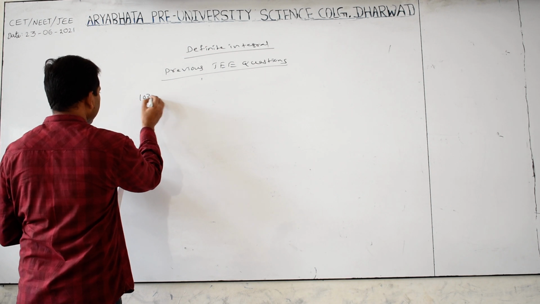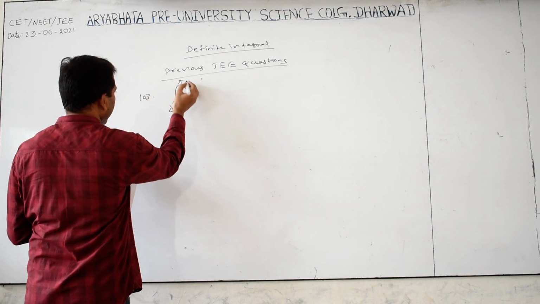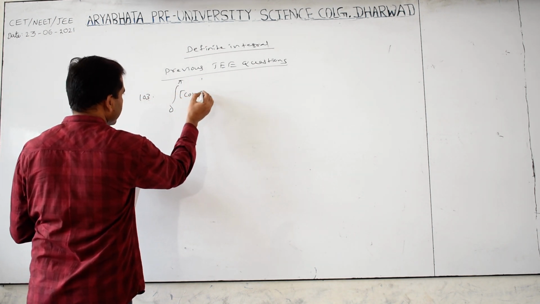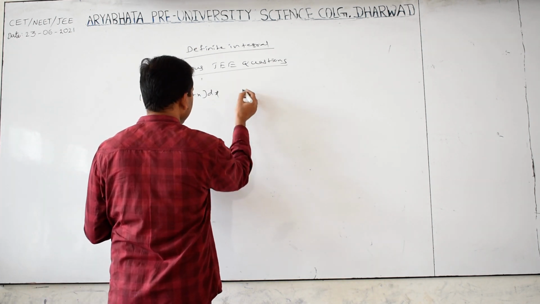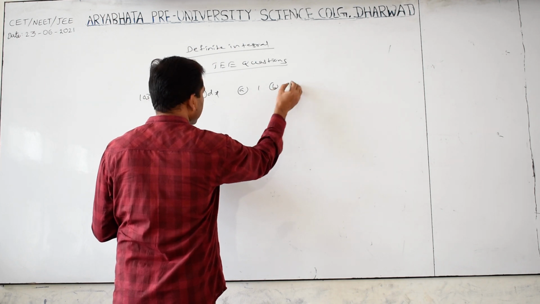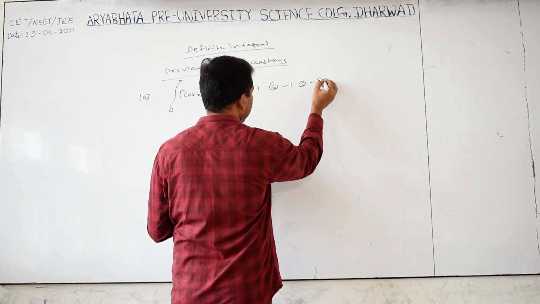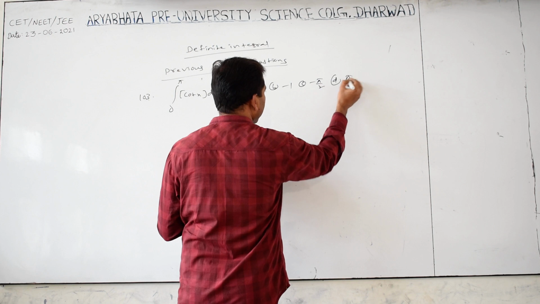Next, question 103, integration from 0 to pi of step of cot x dx. Step x denotes the greatest integer function. Option A 1, option B minus 1, option C minus pi by 2, option D pi by 2.